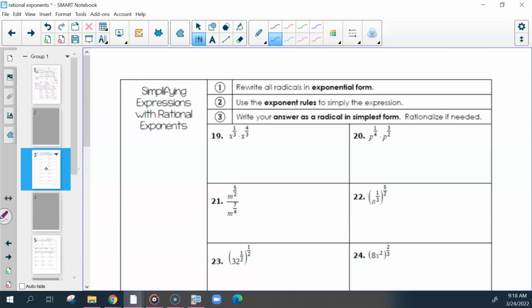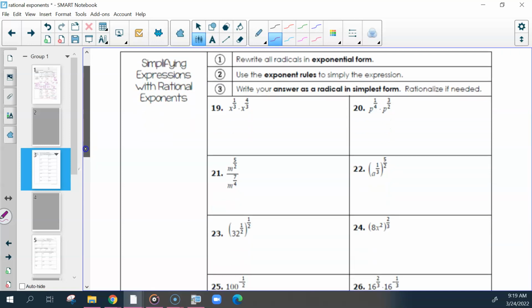So for this, the easiest way to do a lot of these problems, not all of these problems, some are easier in radical form than others, is to rewrite the radicals in exponent form, or exponential form. Use your exponent rules, because we know all of those. And then at the end, rewrite it as radical form and see if we can simplify it.